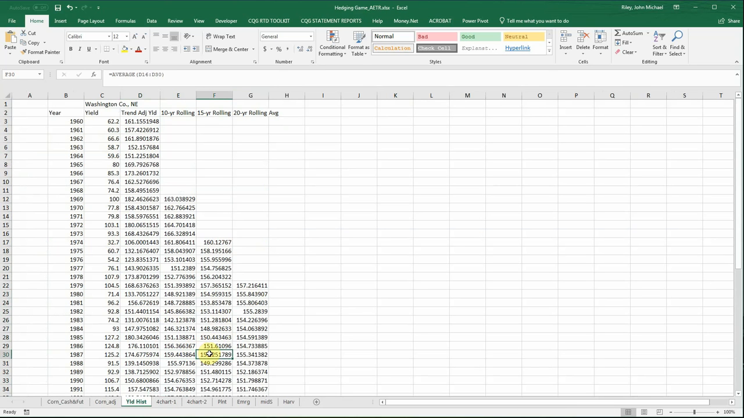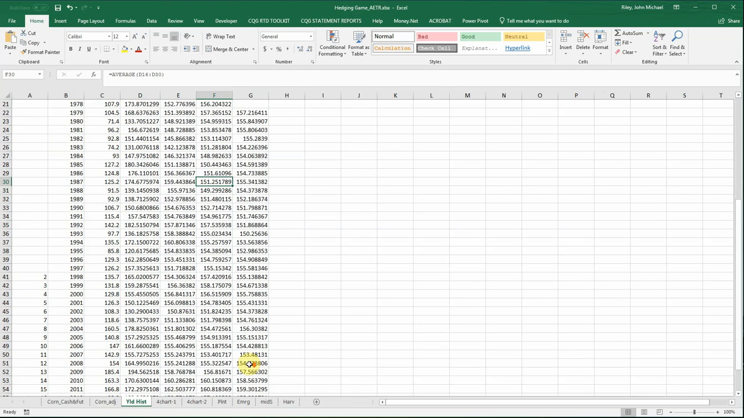You may want to use a 15. I calculated a 15 and 20, just kind of play around with it. There wasn't enough variation there. I just pull in a 10-year rolling average, from whichever specific year you pull from.